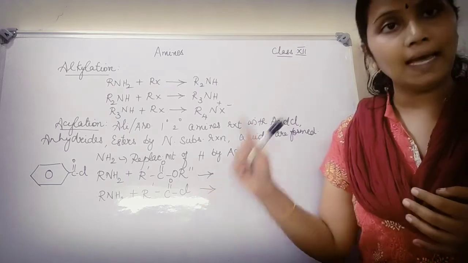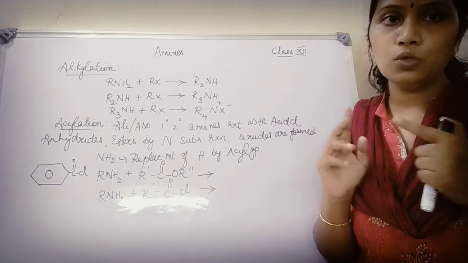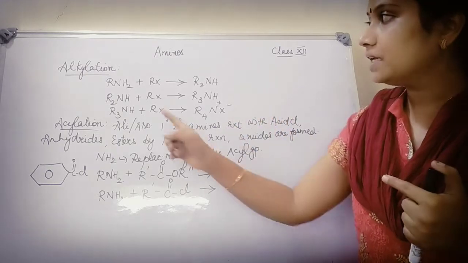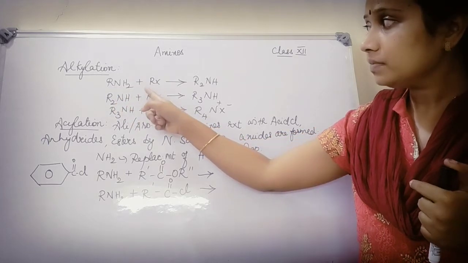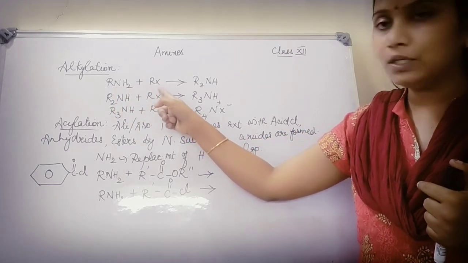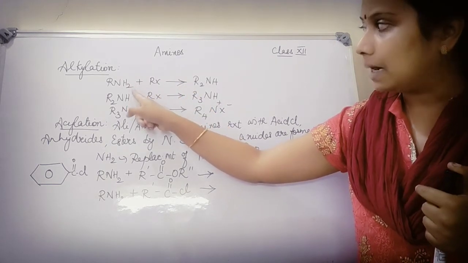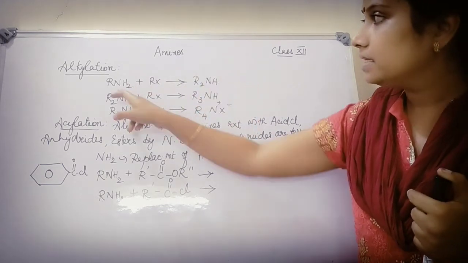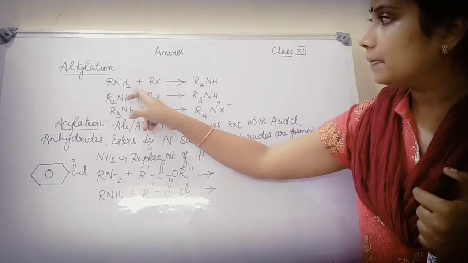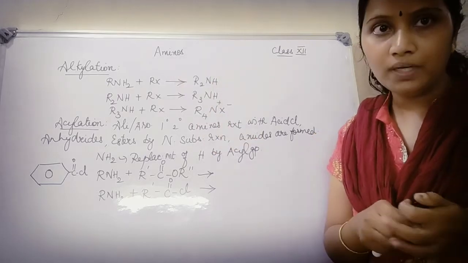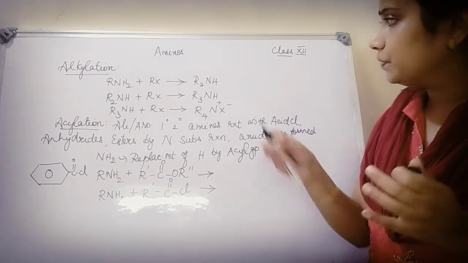Next, moving to alkylation. What is alkylation? Addition of an alkyl group to amines is called alkylation. Say for example, I have a primary amine whose structure is RNH2. When I add an alkyl group, that is RX, what happens? The H present in the amine is replaced. If I remove one H, this R will come and add on it. So what will be removed? HX will be removed.